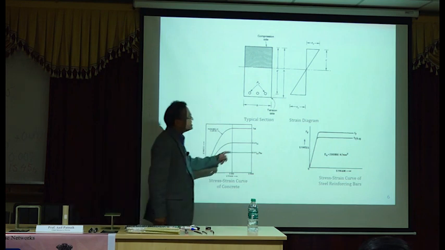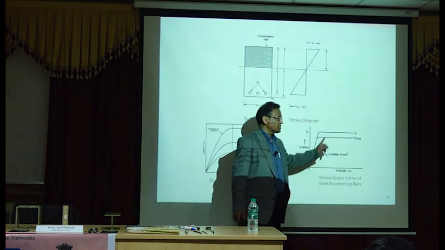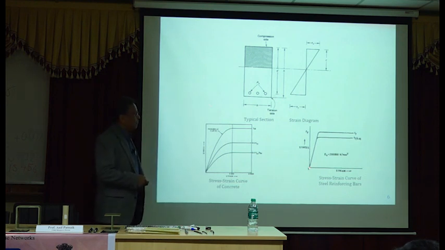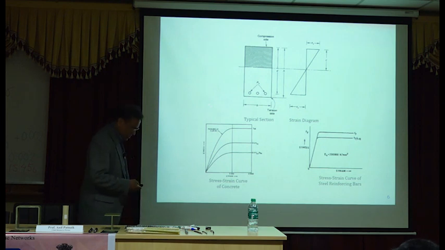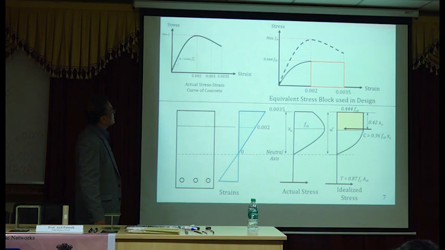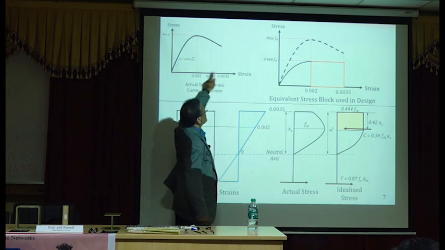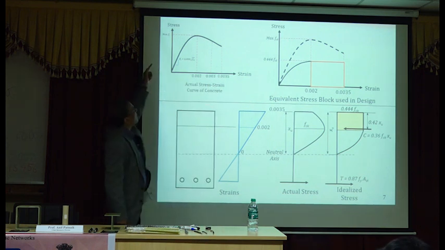What about steel? Steel is normally a bilinear stress strain curve. That's at least our assumption. We assume that we will have bilinear, that means two lines in our stress strain diagram for steel. So this is what it looks like. The actual stress strain diagram, we have strain on the x-axis, stress on the y-axis.